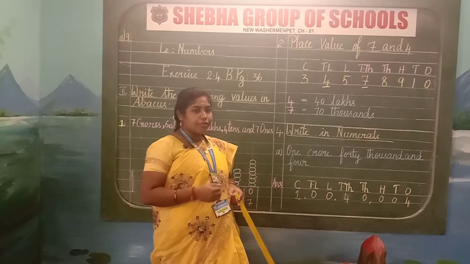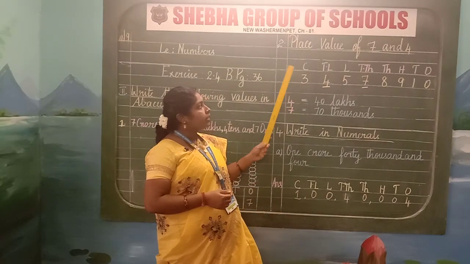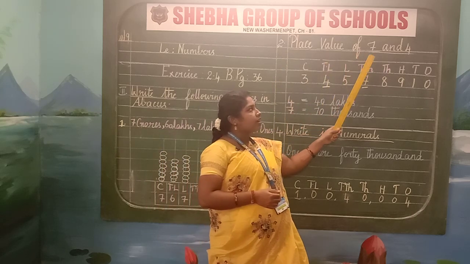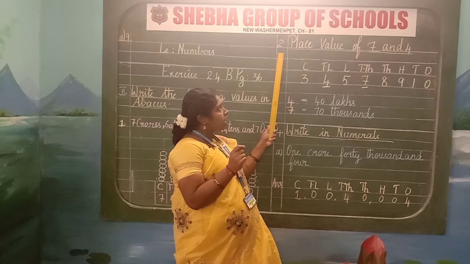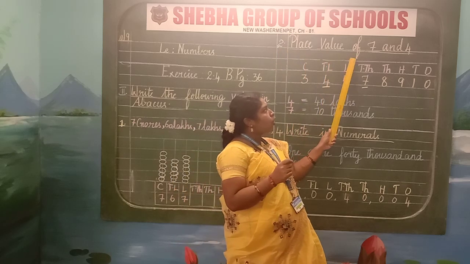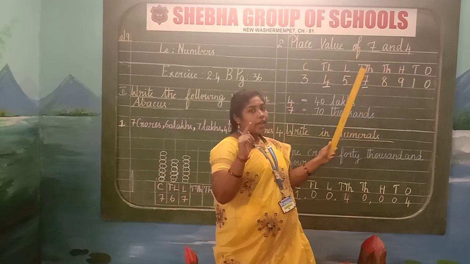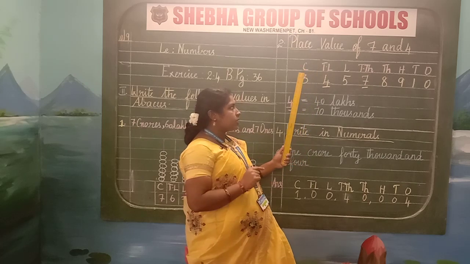Students, now take a fresh page. We are going to write the place value of 7 and 4. So write the serial number 2 in the margin. Place value of 7 and 4. Write by giving a finger space, children.